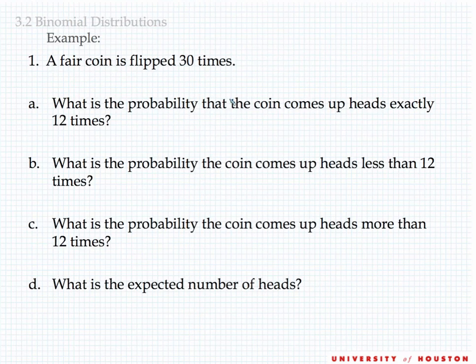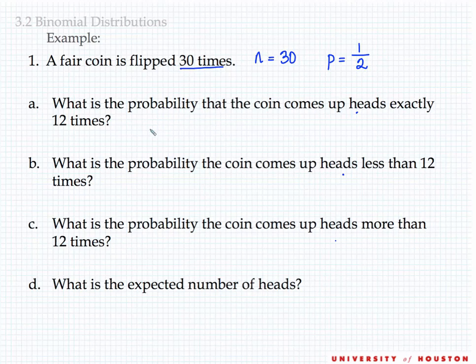Example: a fair coin is flipped 30 times. The 30 represents our number of trials, so we have a fixed number of trials. Each time we flip the coin, our result is not dependent on the previous result, so the trials are independent. The probability of success for each coin flip will be 1/2. In these examples, we're looking for heads, so we'll consider our probability of success to be getting a heads when we flip the coin.